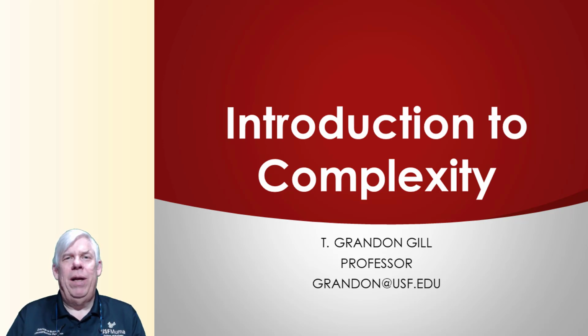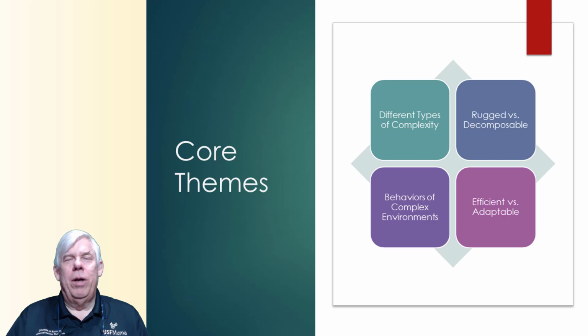This is the first in a series of 5 lectures that looks at the impact of complexity on strategy and decision making. In this particular lecture, we're going to try to clarify what is meant by complexity and how the different types of complexity interact with each other. We're going to cover a number of different topics in this lecture.